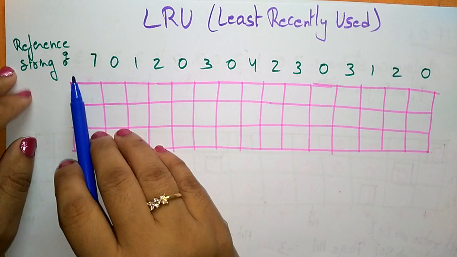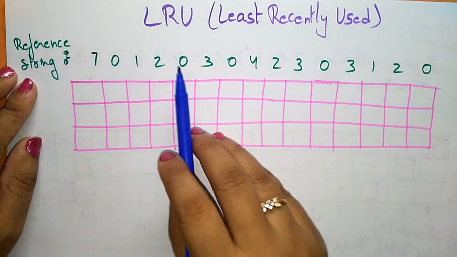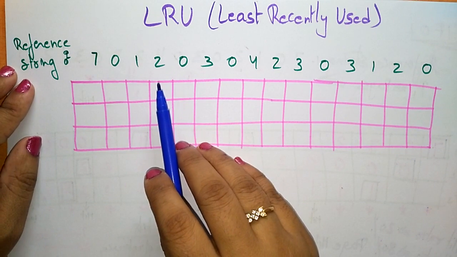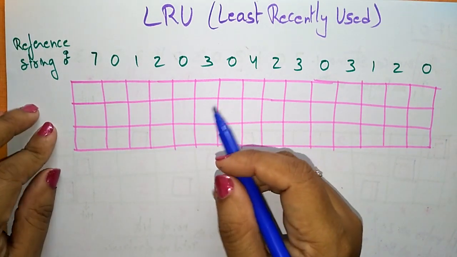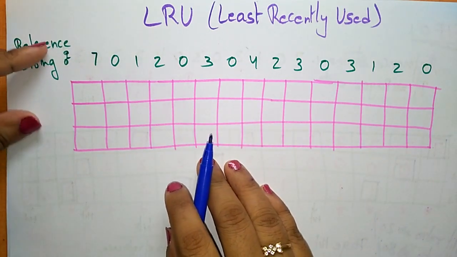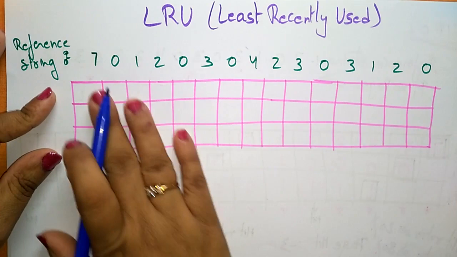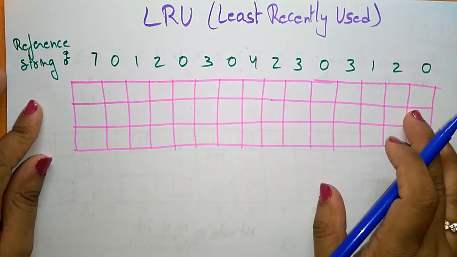So here I am taking the reference string as this. This is a reference string, meaning these are the pages that the CPU is demanding. Let's see how this algorithm will work. At the starting, the main memory, that is the RAM, has free frames. So everything is free.